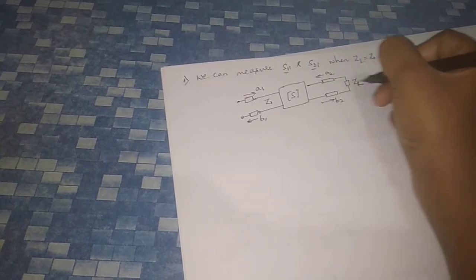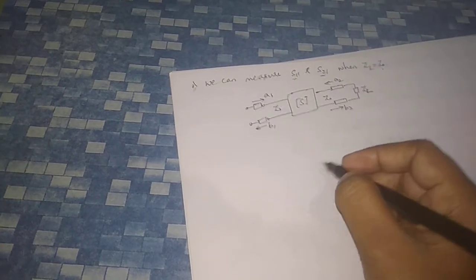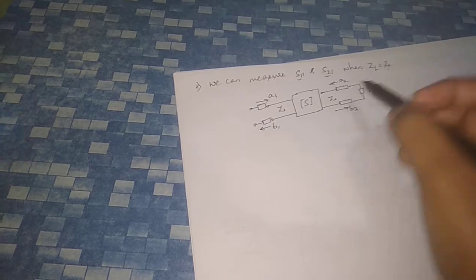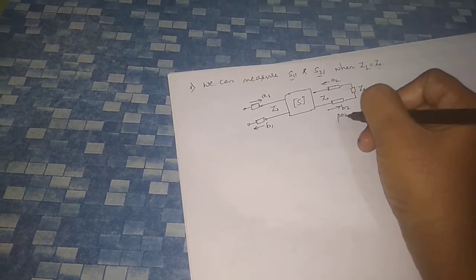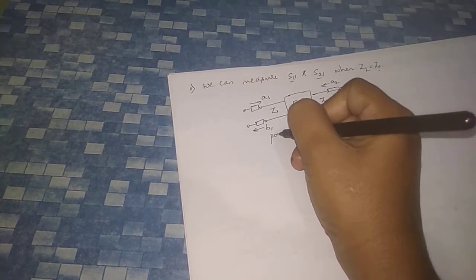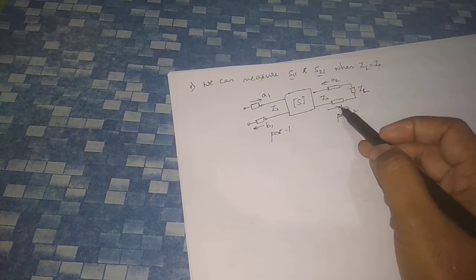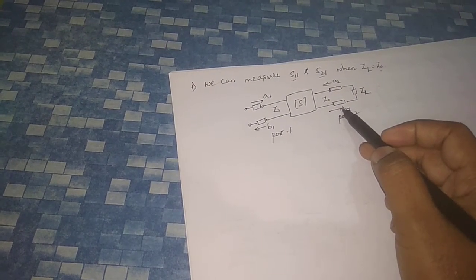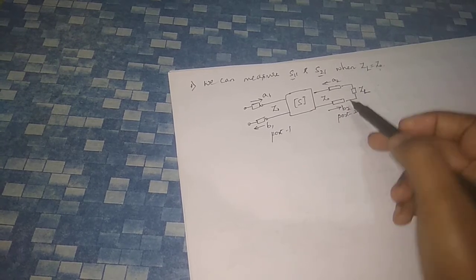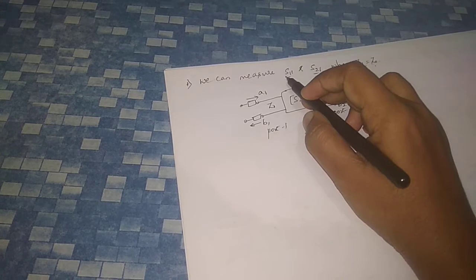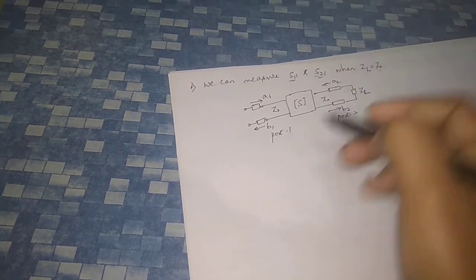So this is your ZL, here you have Z0. When port 2 is properly terminated, this is port 2 and this is your port 1. By properly terminating port 2, making ZL equal to Z0, you can measure the values of S11 and S21.